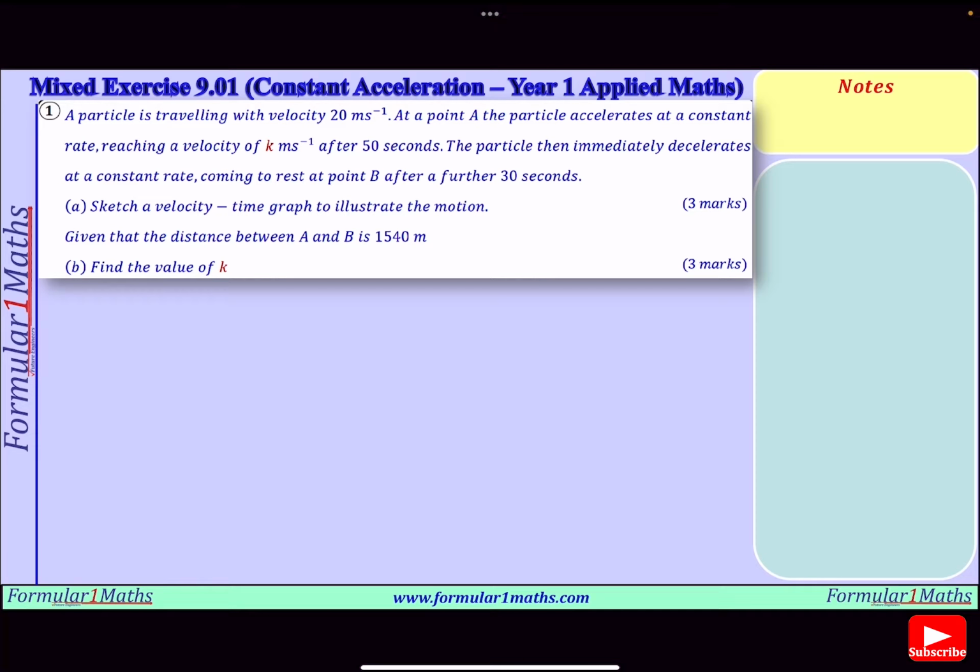This is Mixed Exercise 9.01, GCE A-Level Applied Maths, Year 1. Mixed Exercise 9.01 is on constant acceleration. We've got 3 questions to answer.